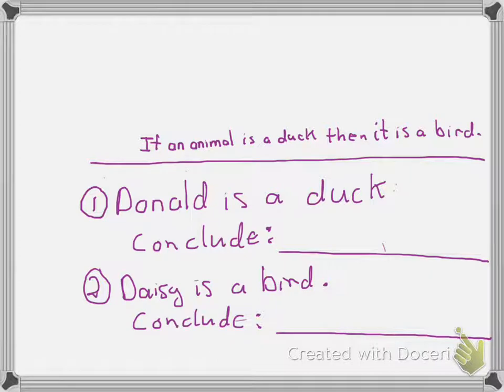For example, suppose we have the if-then statement: if an animal is a duck, then it is a bird. In case number one, we want to combine that if-then with the fact that Donald is a duck, and we want to see if by the law of detachment we can draw a conclusion. Why don't you try? Our conclusion is Donald is a bird.